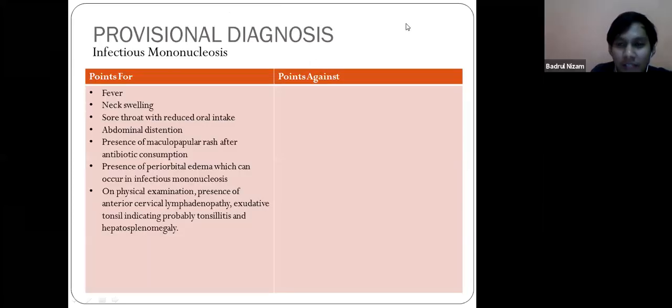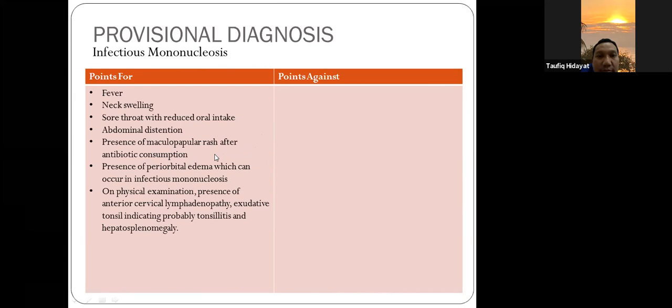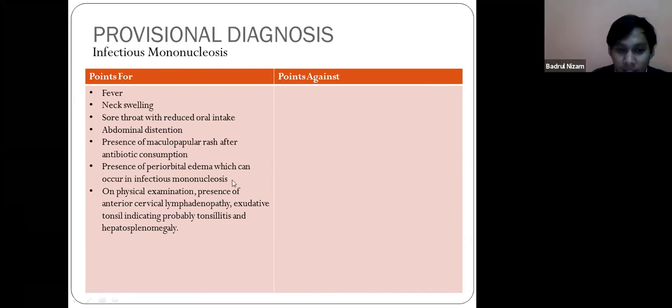Okay, so for my provisional diagnosis, it's infectious mononucleosis because the patient presented with the classic triad lah, which is fever, neck swelling and also sore throat. And also there is abdominal distension which can occur also in patients with mononucleosis. And there is a typical presence of maculopapular rash after antibiotic consumption, which also supports the mononucleosis diagnosis. And on physical examination, there is adenopathy and also exudative tonsils and hepatosplenomegaly, which can occur in patients with mononucleosis.